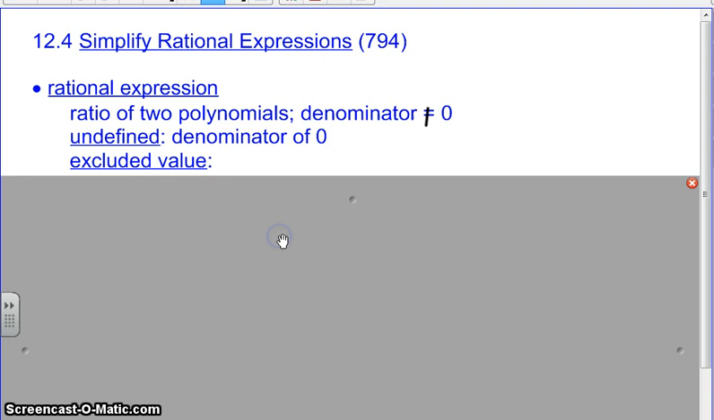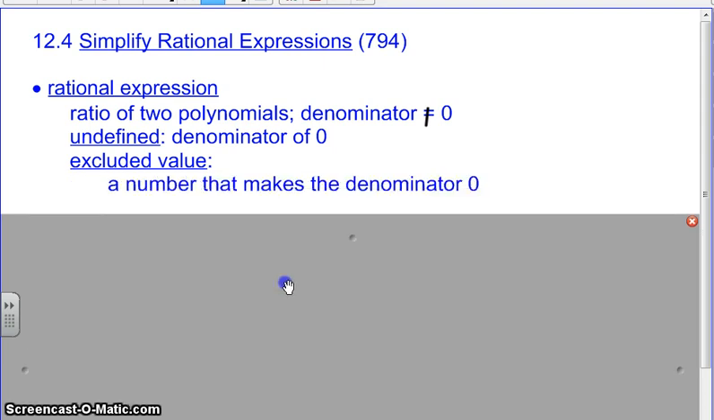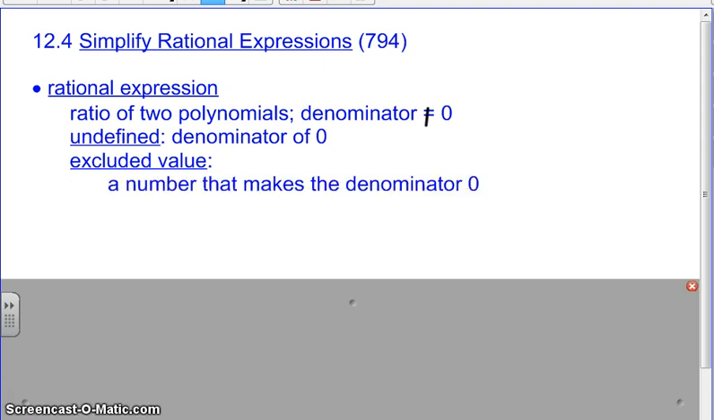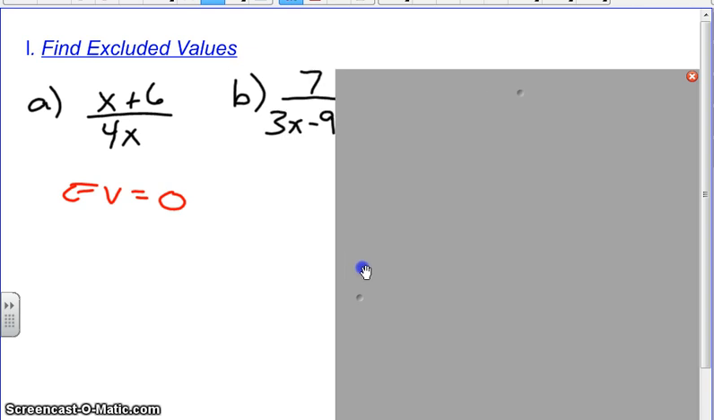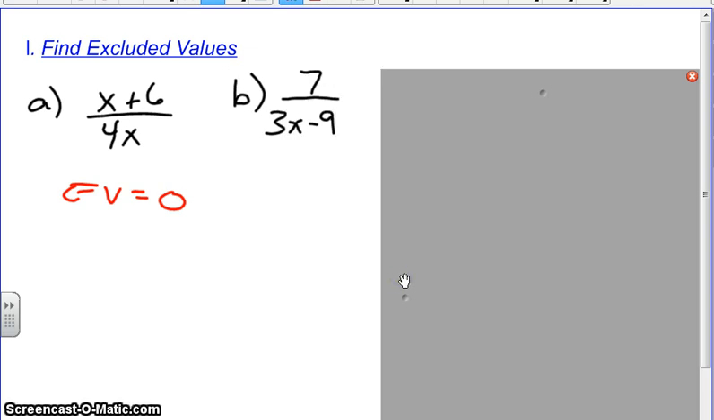So there's such a thing called an excluded value. Any value that would turn the denominator into the value of 0 is called the excluded value. A number that makes the denominator 0. One question we could ask is, what is the excluded value or values? So what value would cause this denominator to equal 0, everyone? 0. Right, so the excluded value here is 0. 4 times 0 would cause that denominator to equal 0. This is not even an equation. Look, it's just an expression, right?